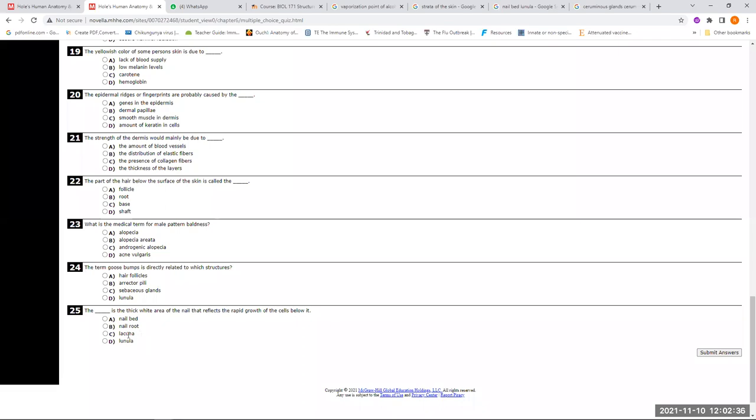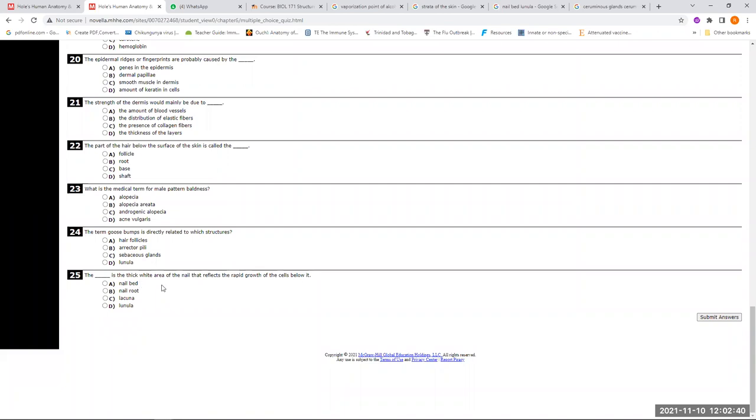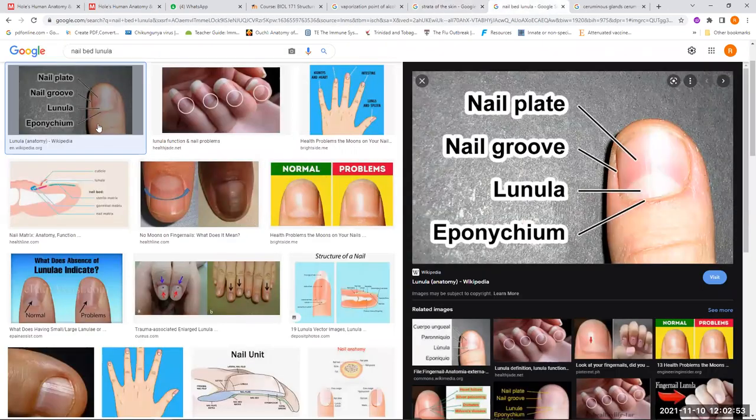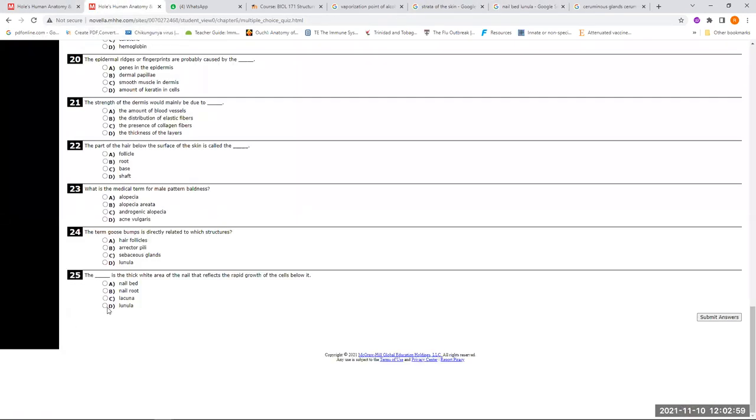And the last one I would look at is 25. And we looked at this already. What is the white area of the nail that reflects the rapid growth of the cells below it? Did we look at this one? We looked at the lacuna. Did we look at the lunula? Let's have a look at our nail bed. Oh, we looked at the lunula, not the lacuna. So it's the lunula.